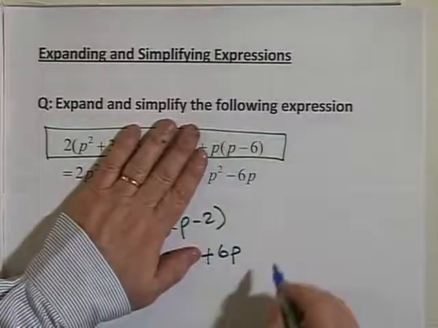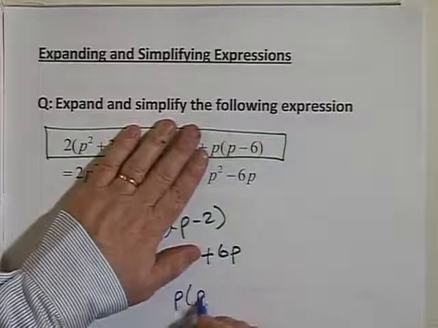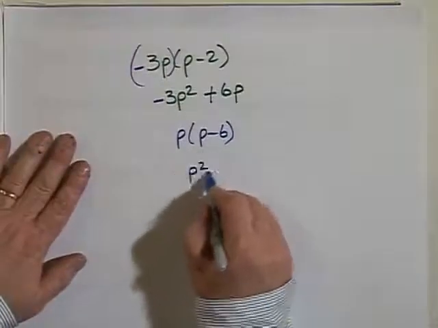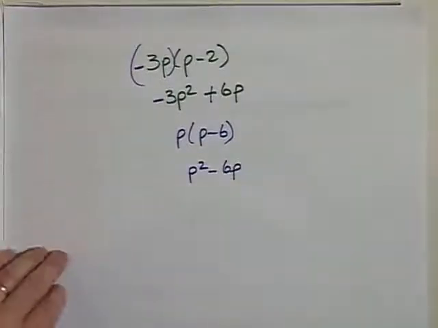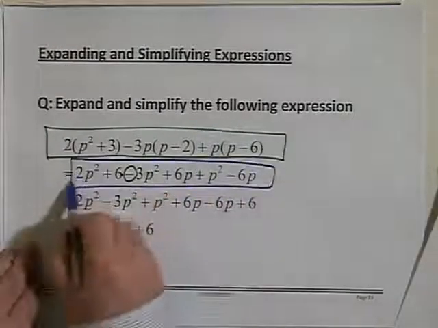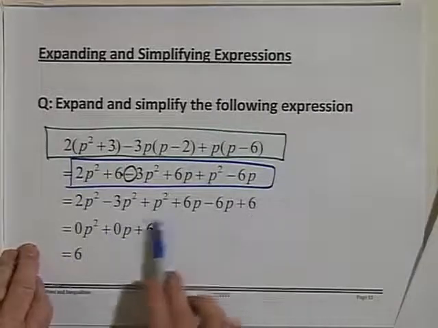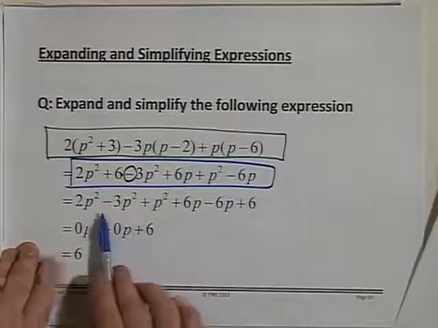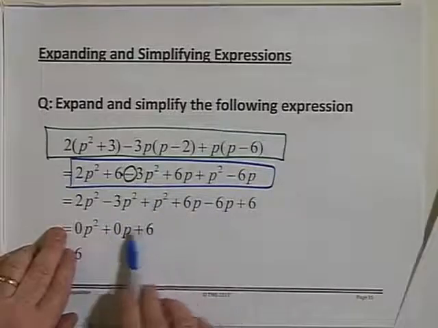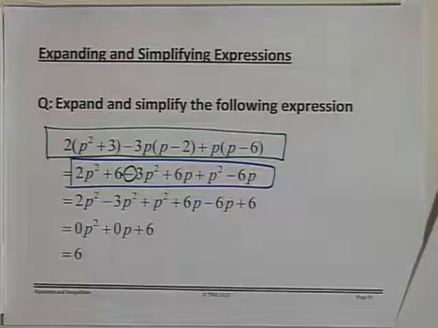And again, multiplying the last bit, p into p minus 6. P times p is p squared minus 6p. And we just write all of the things out together. Then we group the terms that are common. And we take the p squared with the p squared and the p squareds together. Then the p's together and then the numbers together. Just as if you were sorting out things in a bag.